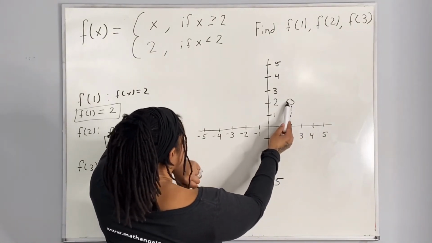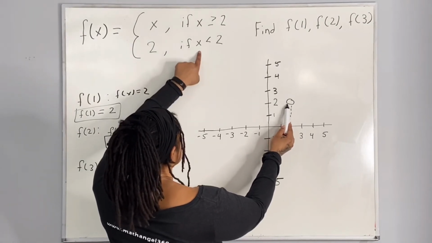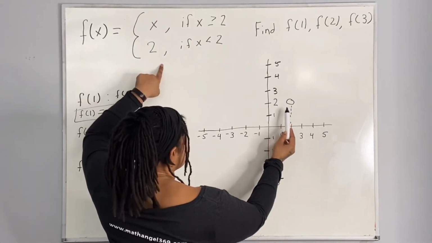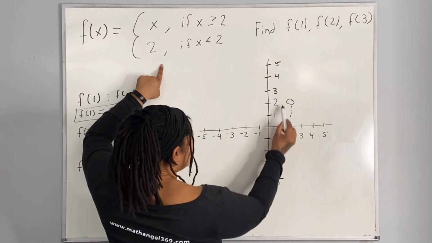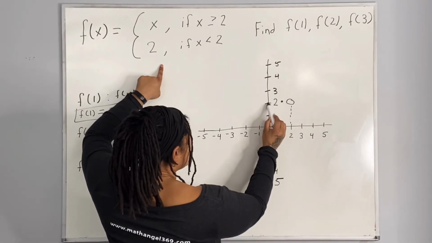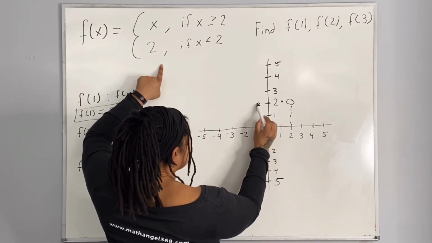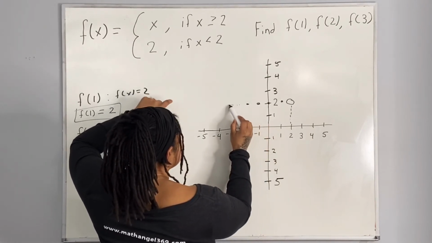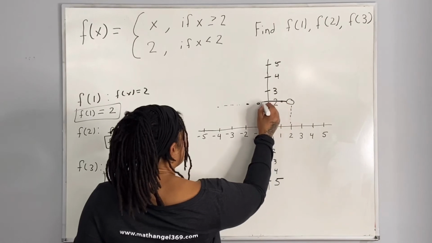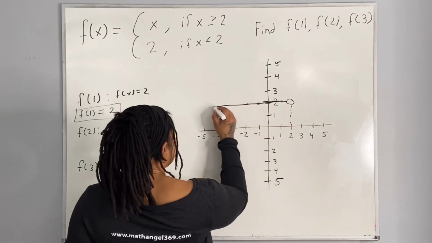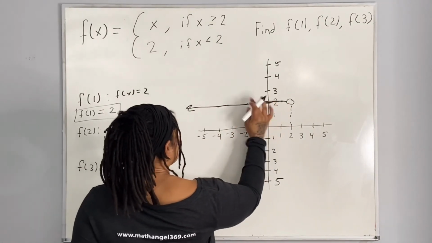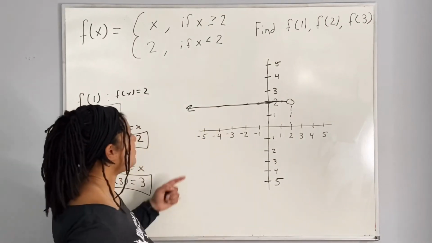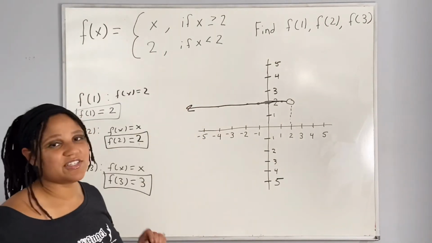And then it says that for any value less than 2, we get 2. So for the value 1, we get 2. For the value 0, we get 2. For the value negative 1, we get 2. And for the value negative 2, we get 2, and so on. So I can go ahead and draw my line out, okay? Like that.